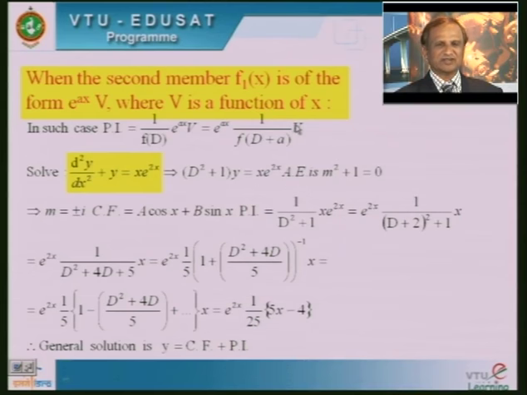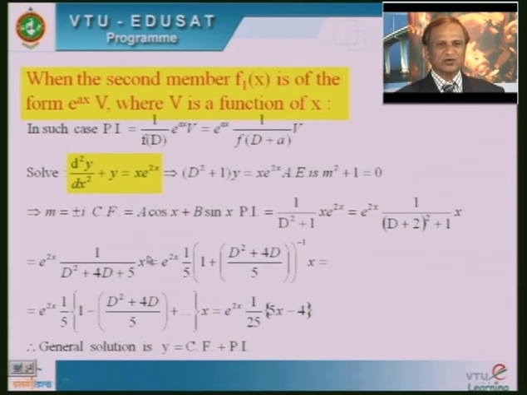Again, v is a function of x. Is it clear? So, once again I have to find out the particular integral of 1 upon f(D) into v. Depending upon v, I have to choose a method. Here v is equal to x, which means it is of the type x to the power m.